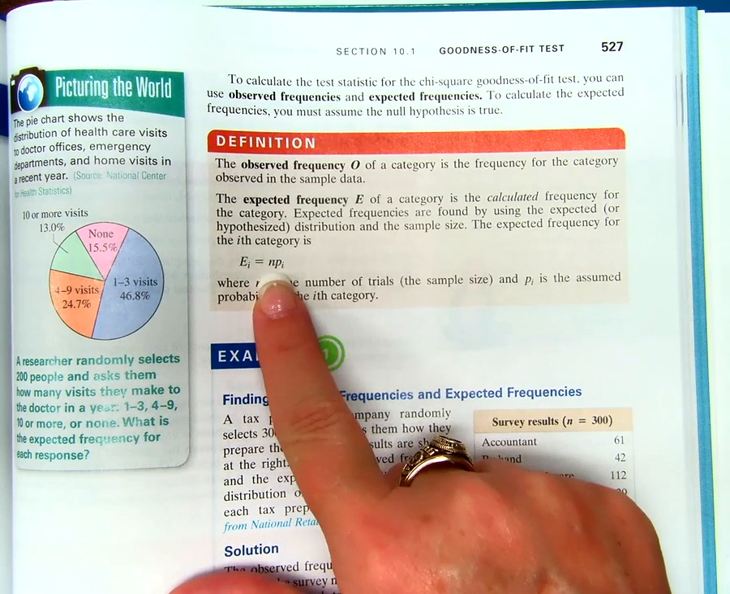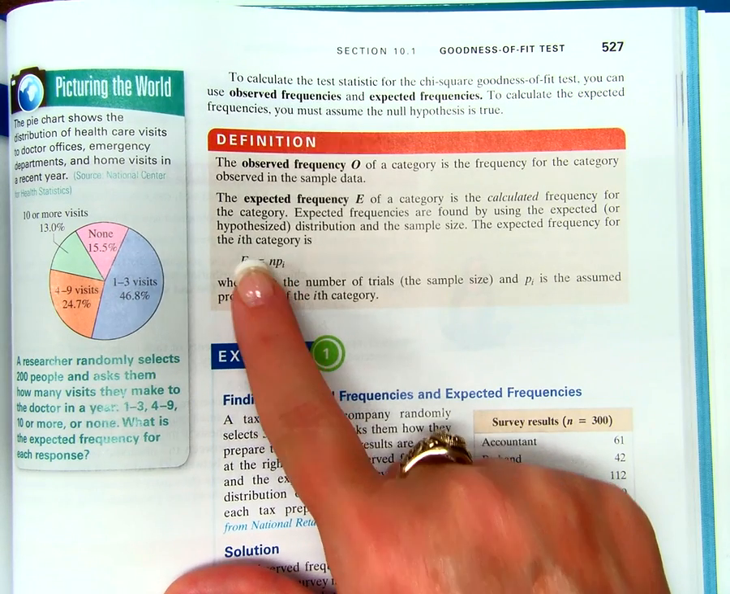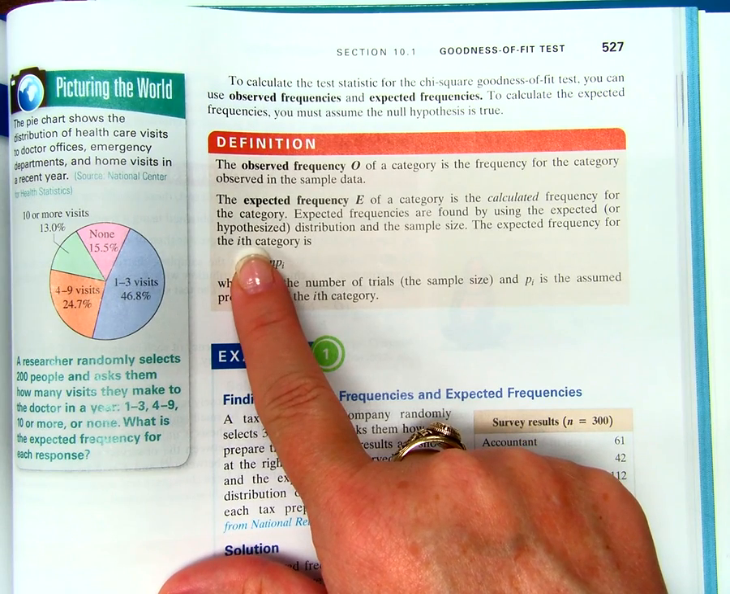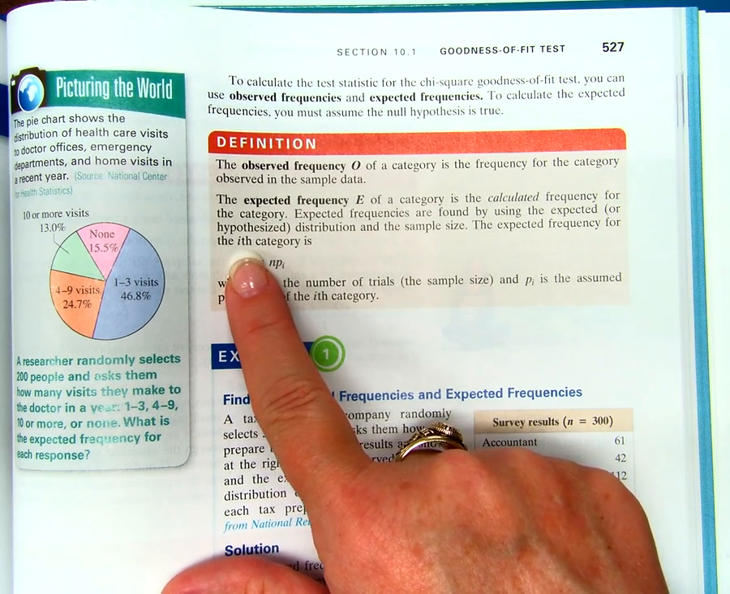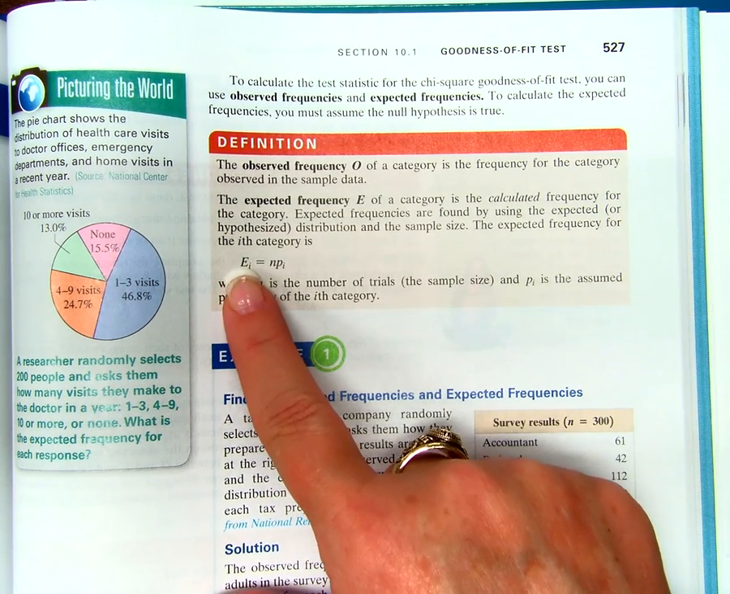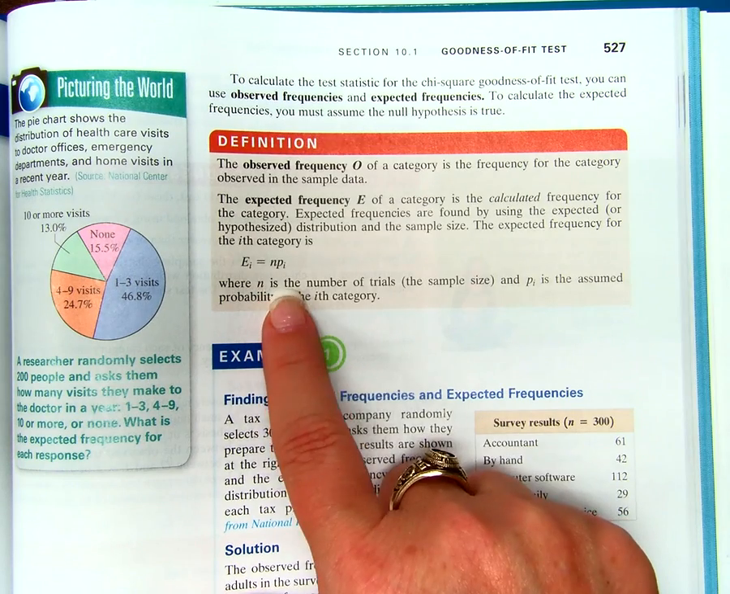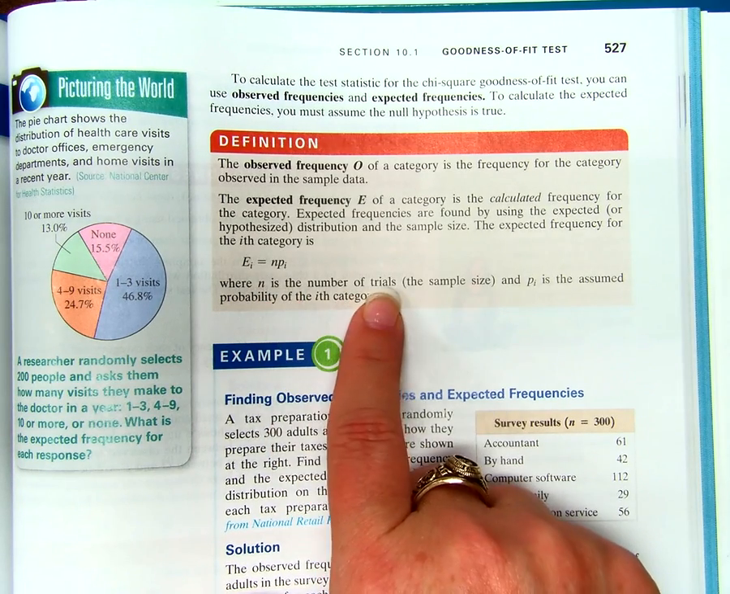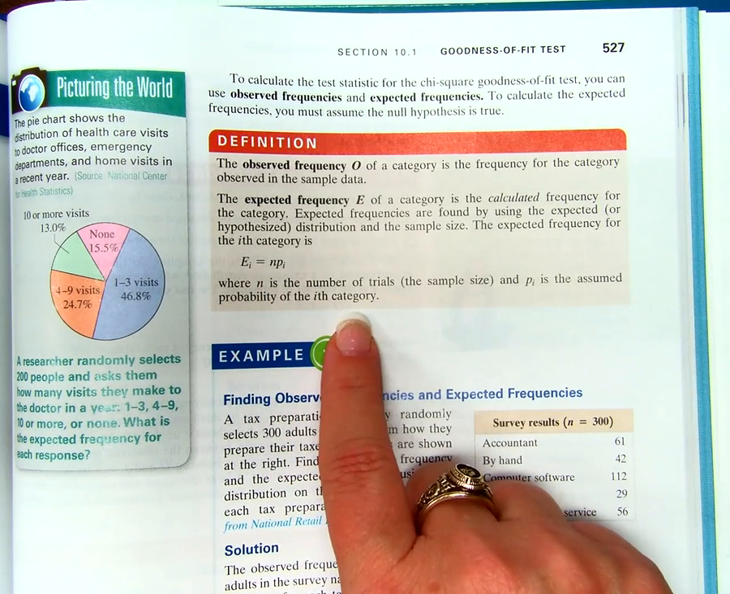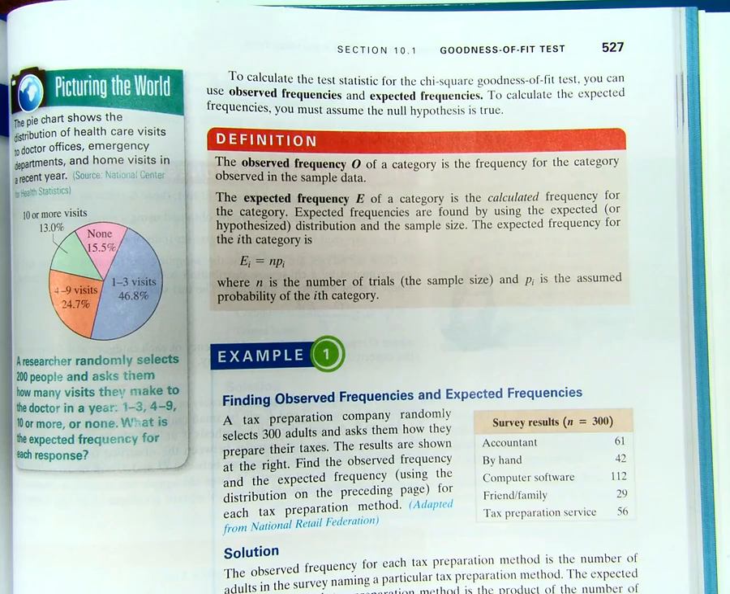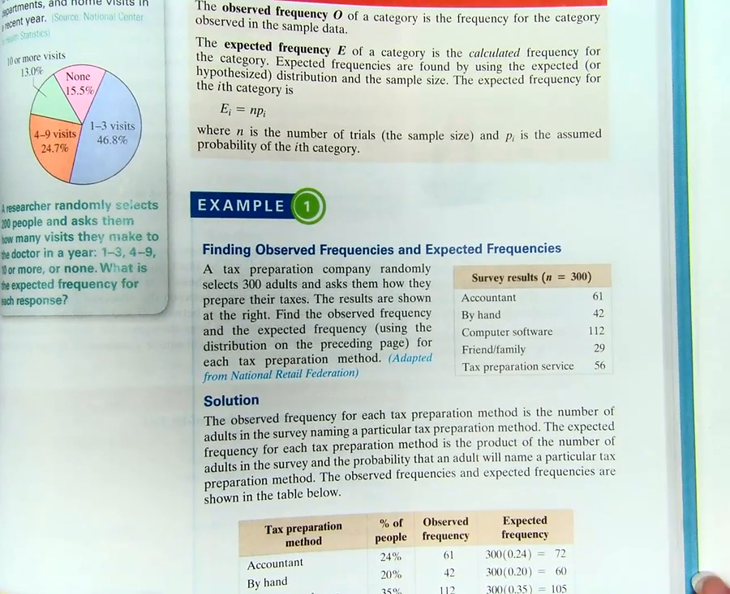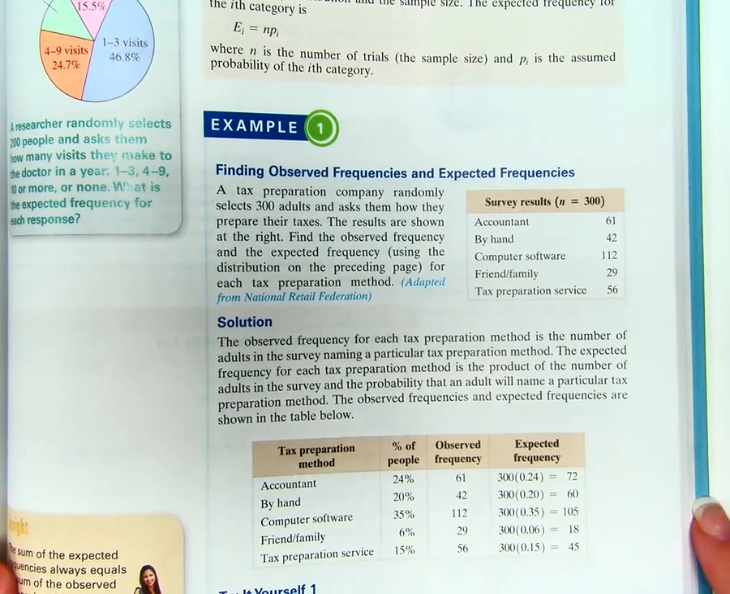So here is a formula that you need to know for expected frequency. For the ith category, whichever category you want, maybe the first category, maybe the seventh category, we just call it the ith. We just say ith. So to find the expected frequency, you take the number of trials or the sample size and multiply it by the probability of that category. Does that make sense? Okay. So finding observed and expected frequencies is relatively easy, don't you think?